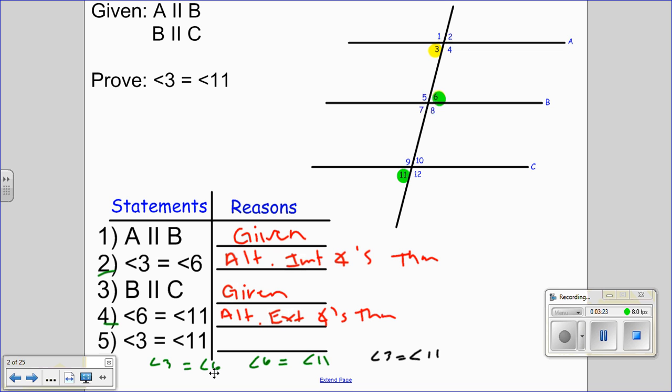Well, because both 3 and 11 are equal to 6, then based off of the transitive property, we can say that 3 is equal to 11. So we cut out the middleman, and because we're using the transitive property of equality, that's our reason for the last statement. Again, we were told that 3 was equal to 6. Then we also mentioned that 6 was equal to 11. So if I cut out the two 6's in the middle, I can smush the two ends together to say that 3 is equal to 11 with the transitive property.